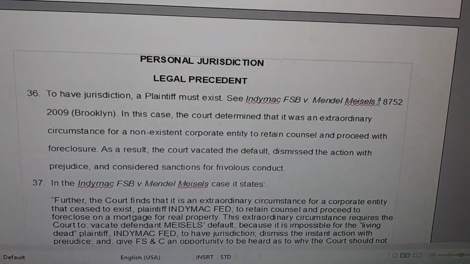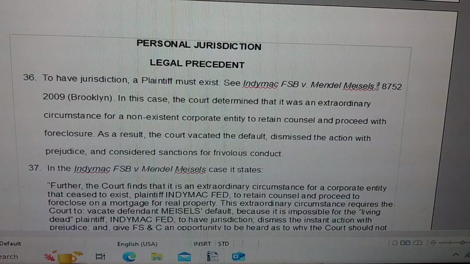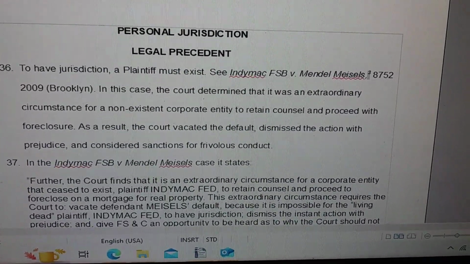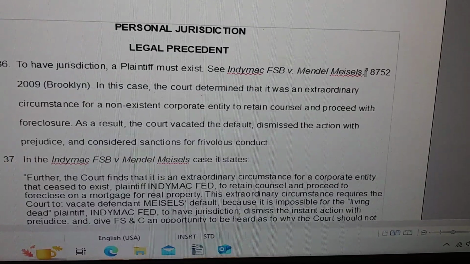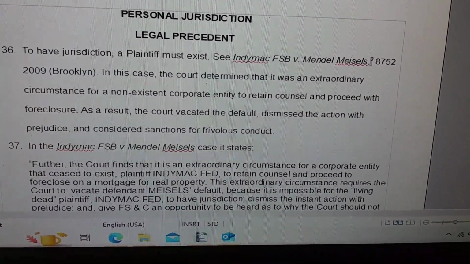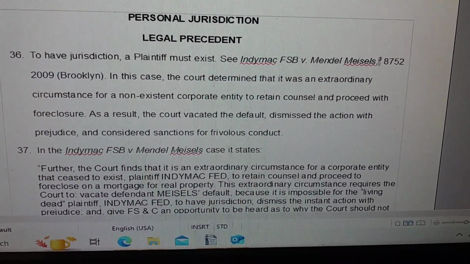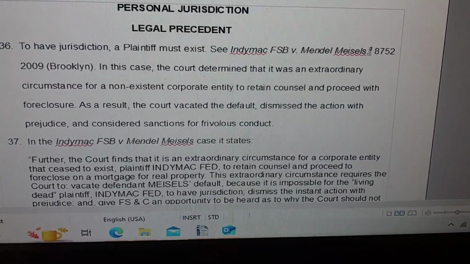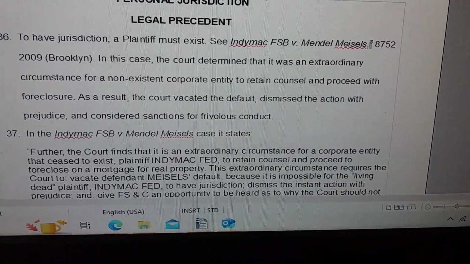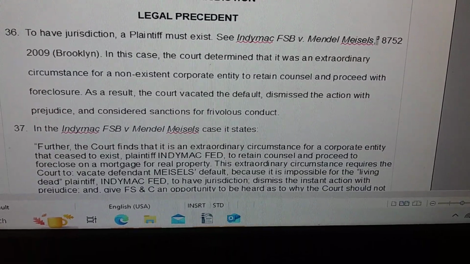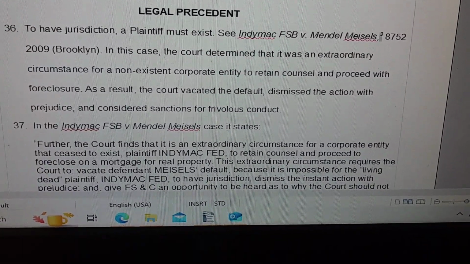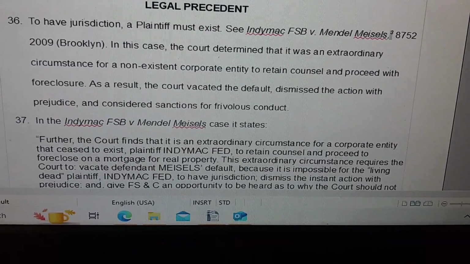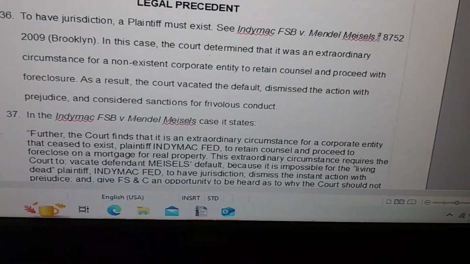Personal jurisdiction, legal precedent. To have jurisdiction, a plaintiff must exist. See Indy Mac FSB versus Mendel Measles. In this case, the court determined that it was an extraordinary circumstance for a non-existent corporate entity to retain counsel and proceed with foreclosure. As a result, the court vacated the default, dismissed the action with prejudice, and considered sanctions for frivolous conduct.